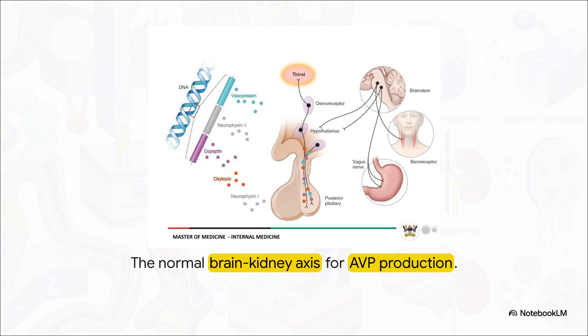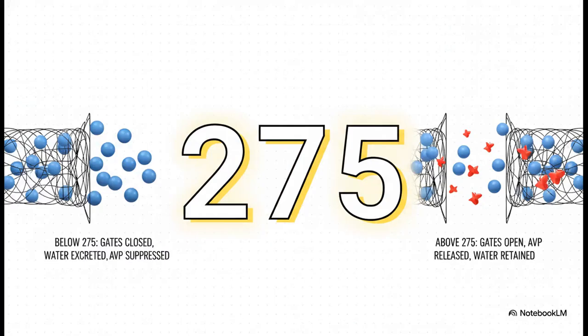This AVP is your ultimate gatekeeper for water. Once it's produced, it gets processed in these neurosecretory vesicles, and then it's transported all the way down the axons to the posterior pituitary gland, where it just sits and waits for the signal to be released. And that release signal relies on a very specific number, 275.